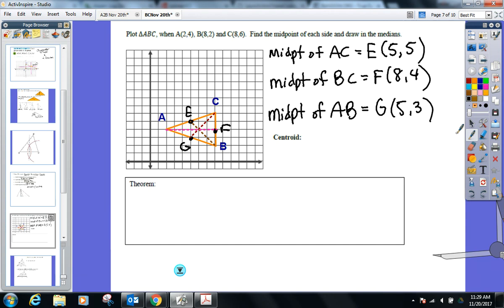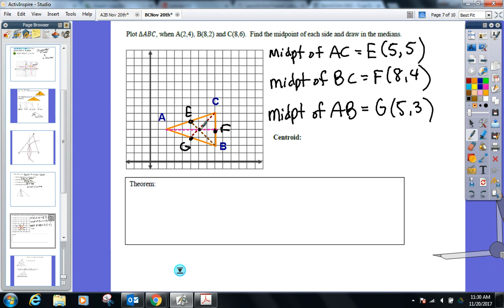And I'm hoping everyone is starting to find out that those three medians are concurrent. They all intersect at the same point, as long as they're graphed correctly and the medians are drawn in correctly. Is that what we're finding out here? Okay, can you put a point at that point of concurrency now? All right, place a point at the point of concurrency.